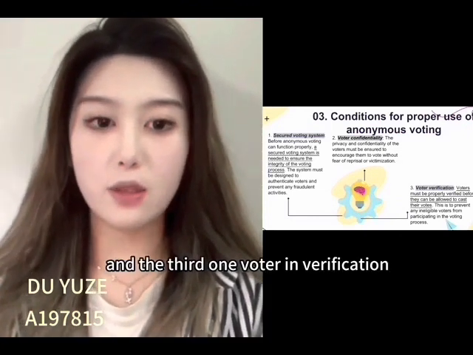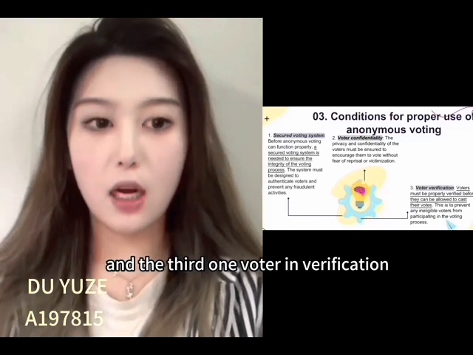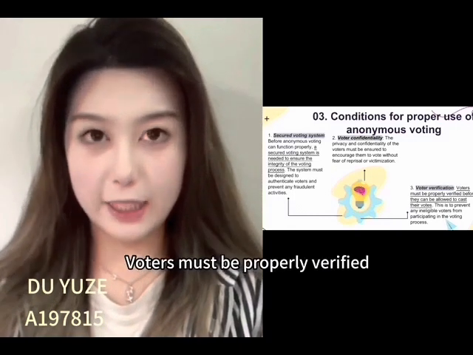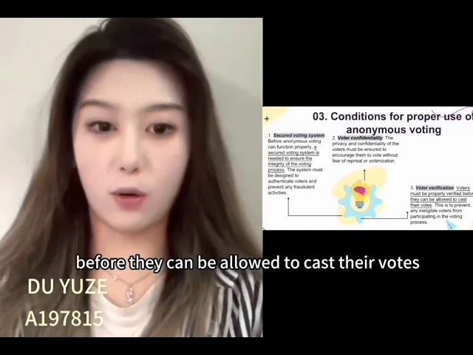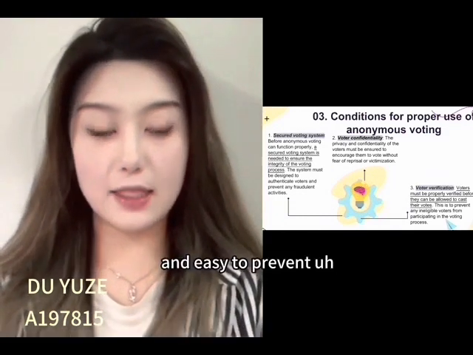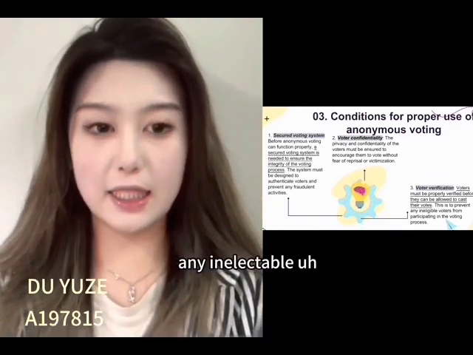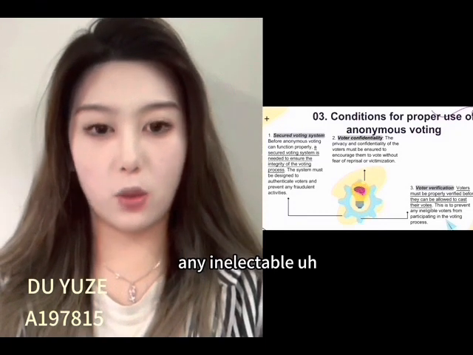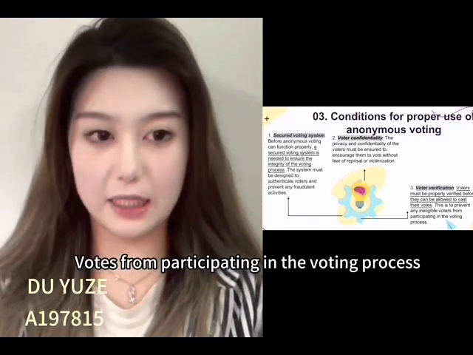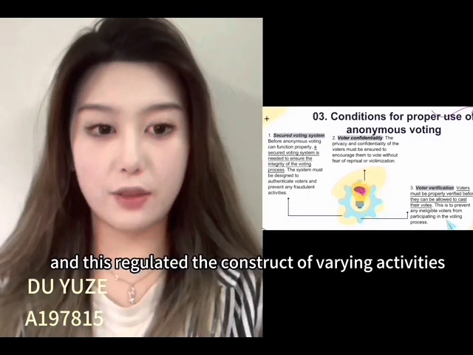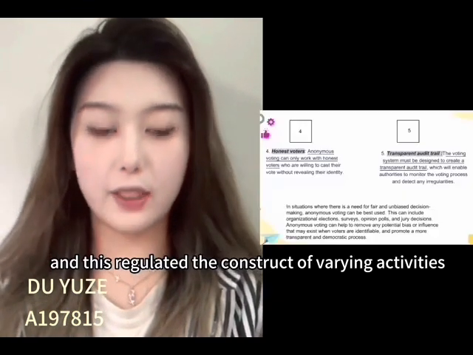And the third one, voter verification. Voters must be properly verified before they can be allowed to cast their votes. This is to prevent any ineligible voters from participating in the voting process, and this regulates the conduct of voting activities.